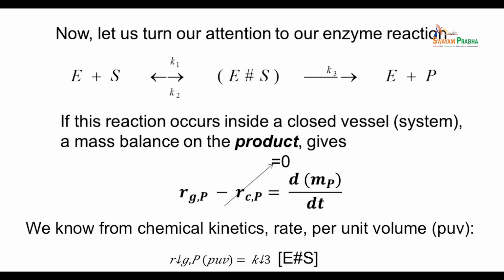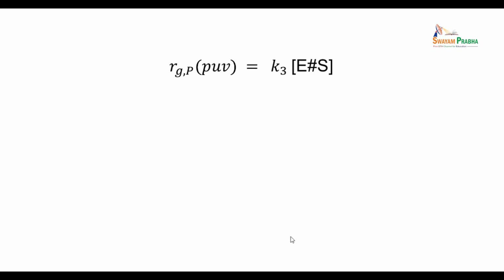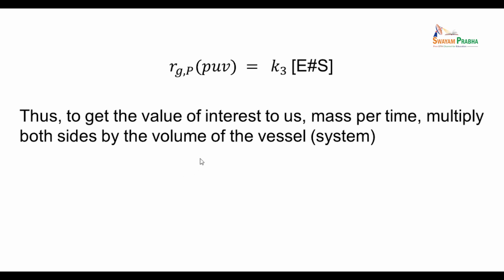This is what you'd have learnt in your high school, higher secondary school. The rate on a per unit volume basis is K3 into the concentration of the enzyme substrate complex, first order kind of a thing. That was the earlier equation. So to get to the value of interest to us, which is mass per time, we need to multiply both sides by the volume of the system. Because this is on a volumetric basis, we are looking for a mass basis. Concentration is nothing but mass per volume. If we multiply that, then we get the rate of product generation on a mass basis. Let us call it Rp for simplicity, equals K3 into the concentration of the enzyme substrate complex into the volume V.